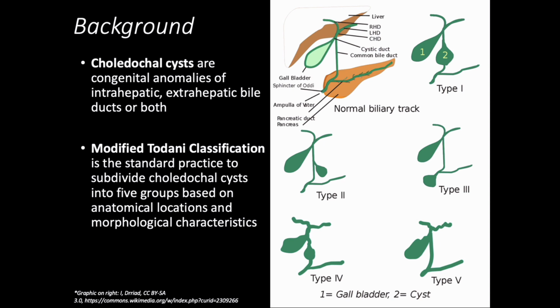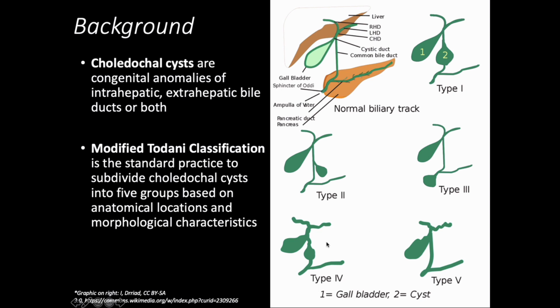Choledochal cysts are basically congenital anomalies of the intrahepatic and extrahepatic bile ducts or both. We use this classification system, which has 5 categories, to classify these cysts. Type 1 is fusiform dilatation of the common bile duct. Type 2 is saccular diverticulum of the common bile duct, which is a true diverticulum. Type 3 is dilatation of the intramural portion, the most distal part of the common bile duct. We also call it choledochocele.